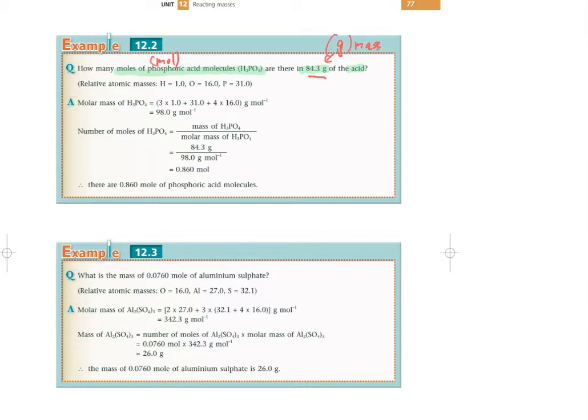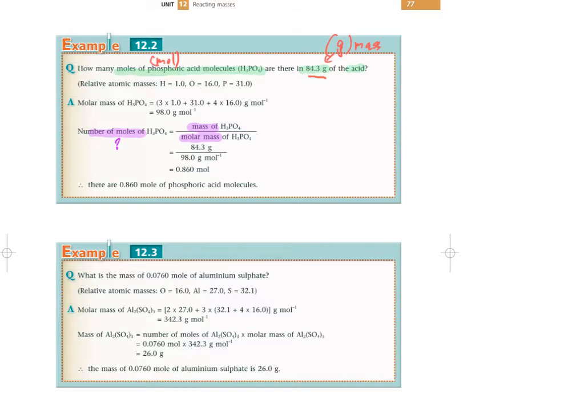So according to the previous equation, you just simply use an equation. Do you remember the equation? Use mass divided by the molar mass, then you can get the number of moles. Now we have the mass, we don't have the mole, okay? But the molar mass, you still have. The molar mass of this phosphoric acid molecule you still have.